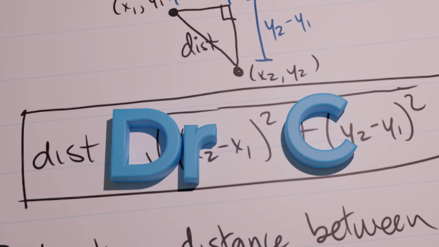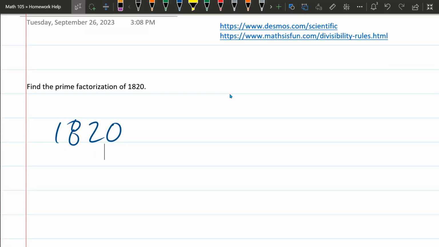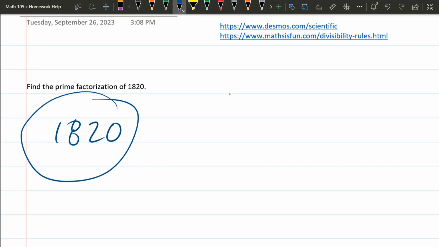We're going to look at factoring a 4-digit number quickly. Now, how you approach this depends on what tools you have. If you have a calculator, you can simply divide by a bunch of small integers like 2, 3, 4, 5, etc. You only need to go so far.